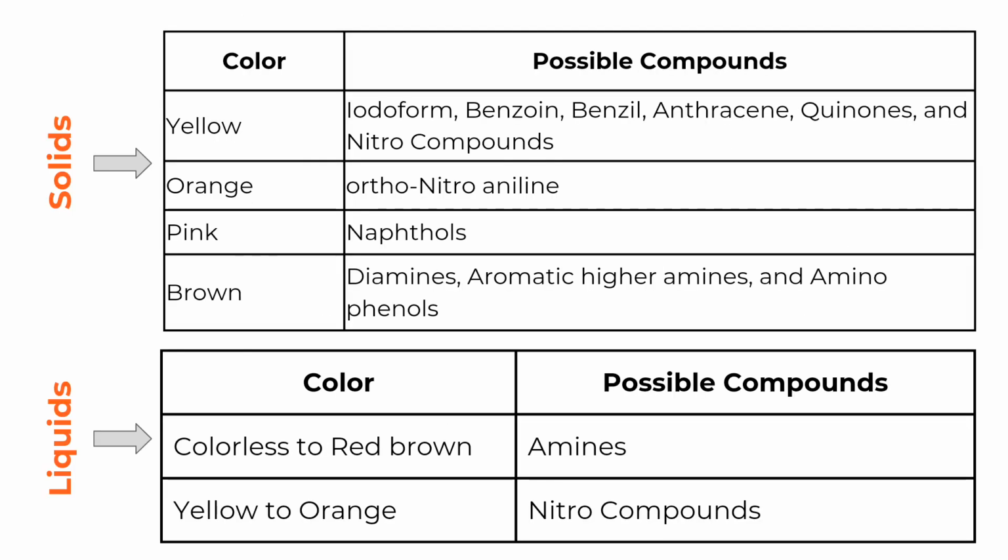Solids. Color. Possible compounds: yellow, iodoform, benzoin, benzil, anthracene, quinones, and nitro compounds. Orange, orthonitroaniline. Pink, naphthols. Brown, diamines, aromatic higher amines, and aminophenols. Liquids. Color. Possible compounds: colorless to red-brown, amines. Yellow to orange, nitro compounds.